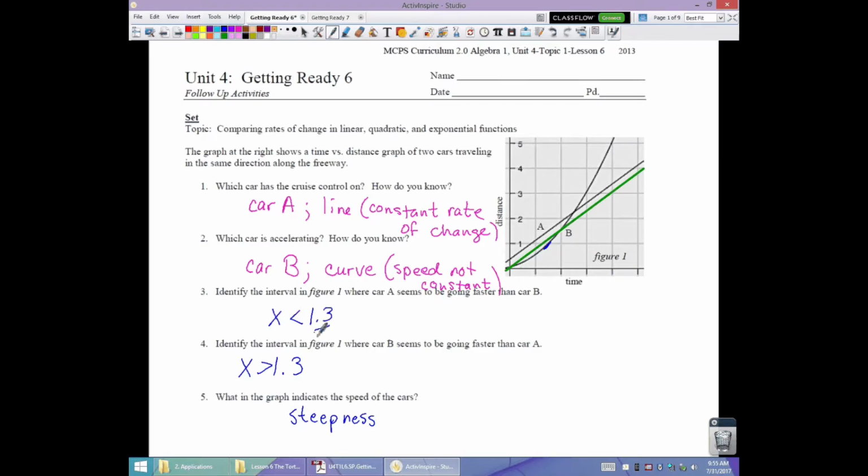Okay. You don't have to have the exact same value that I do, the 1.3, but you should make sure that the value you chose for number 3 is where your interval starts in number 4.